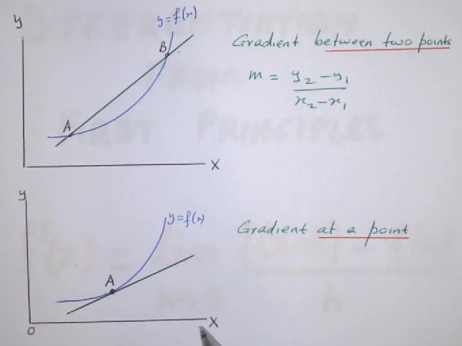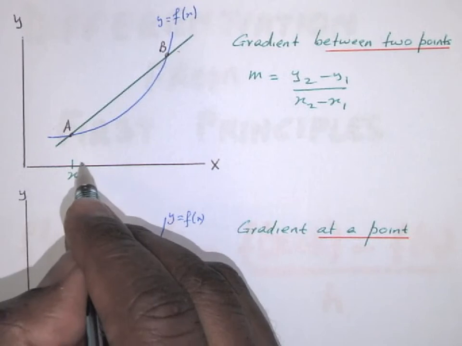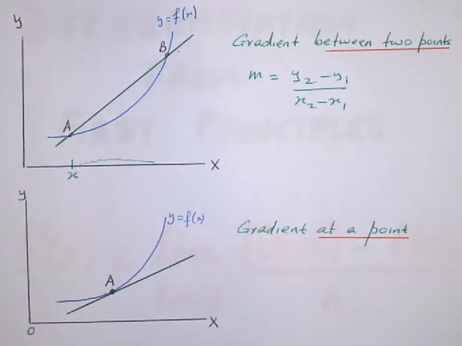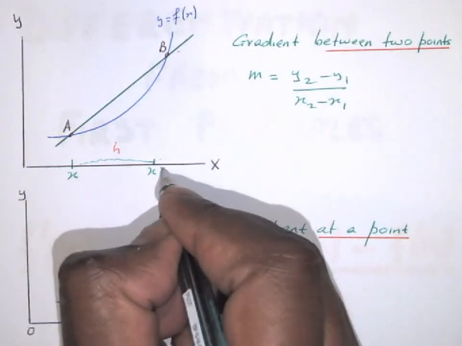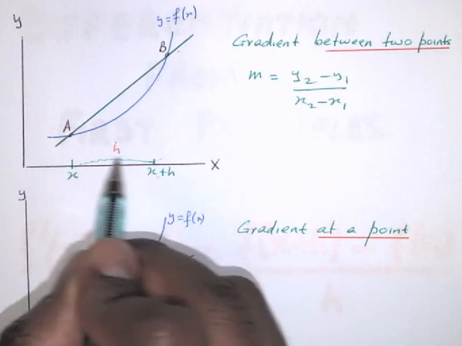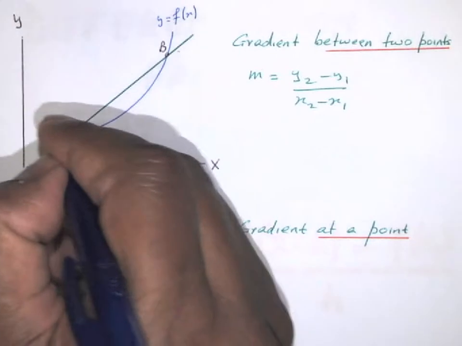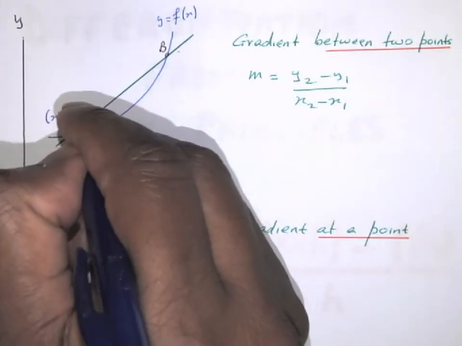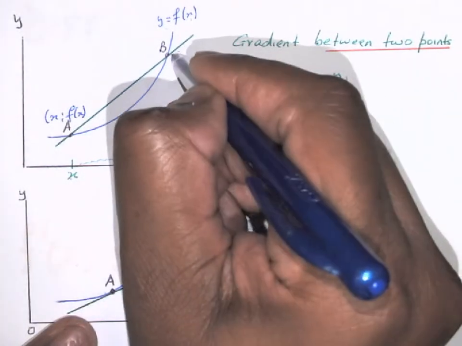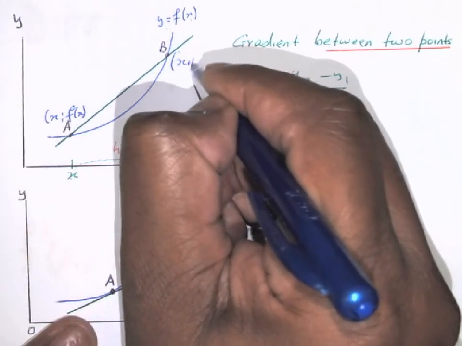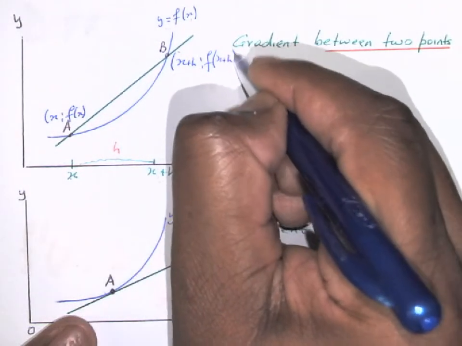In this case we can say if x was the x value here, and then I increase it by a certain value of h, which means I've got an x plus h value there because I've increased it by h. So the coordinates here will be x, f of x, because y is f of the x value, and then the coordinates there will be x plus h, f of x plus h.